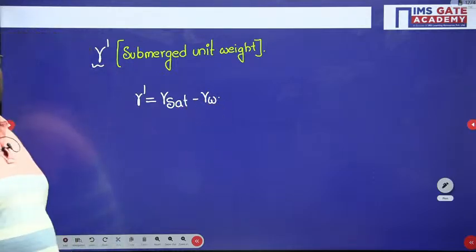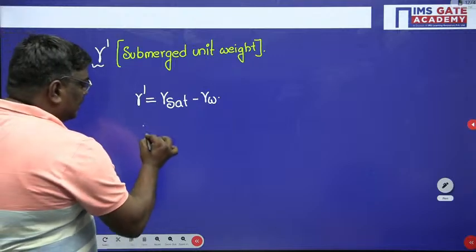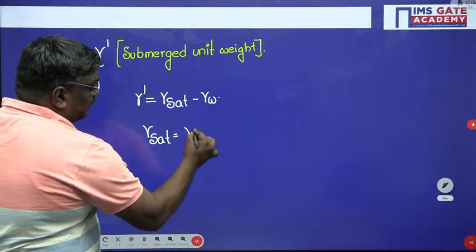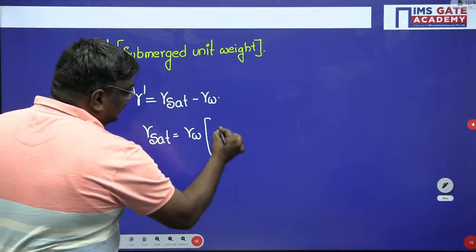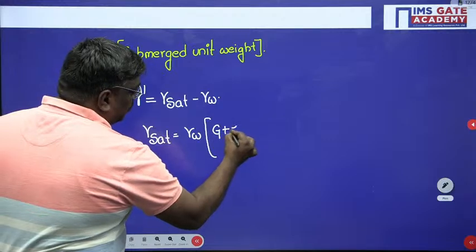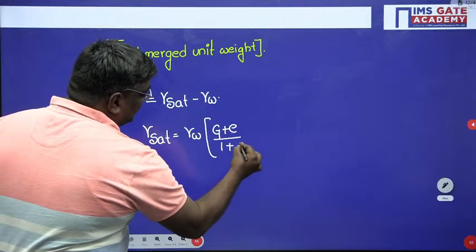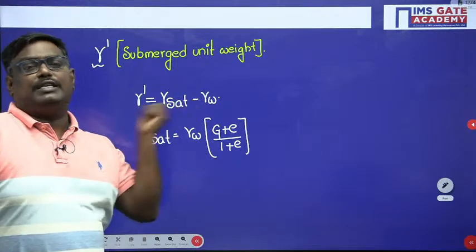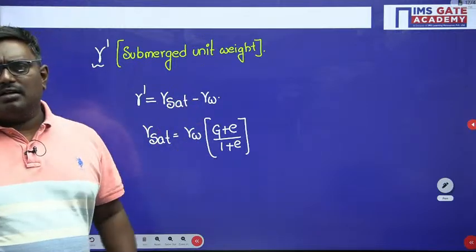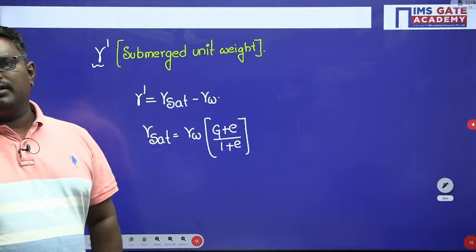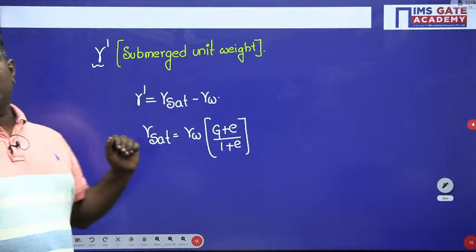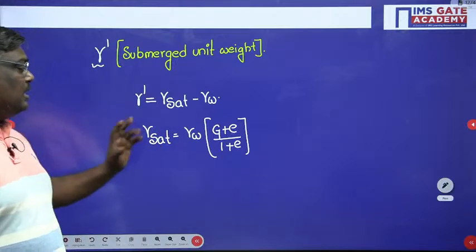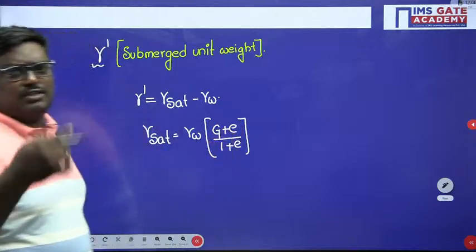Now you are aware, my dear students, what is the formula for gamma sat? Gamma sat is nothing but equal to gamma W into G plus E upon 1 plus E. I hope you are clear with this equation. Any doubts in this? Now just plug in these values here. Effective unit weight. Yeah. Rocky, what is the exact question? I could not get it. When we have other unit weights also, we will be discussing them last.